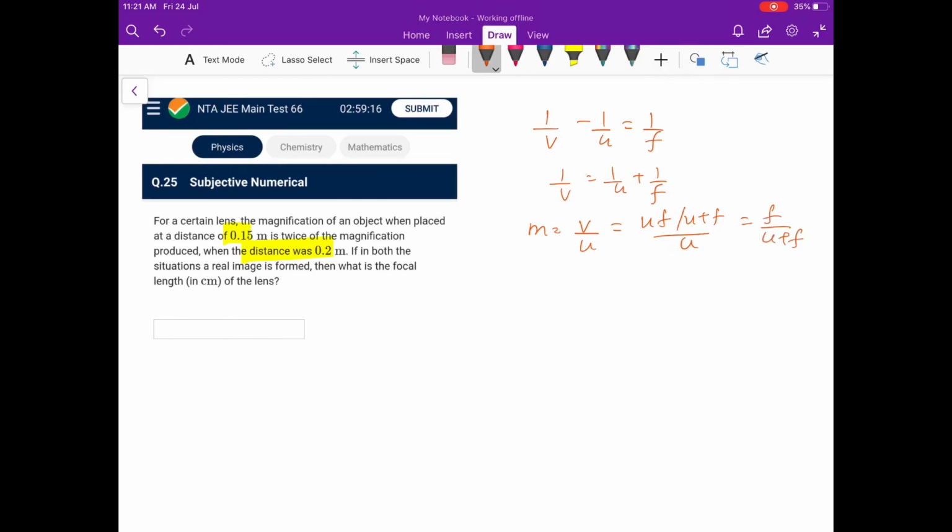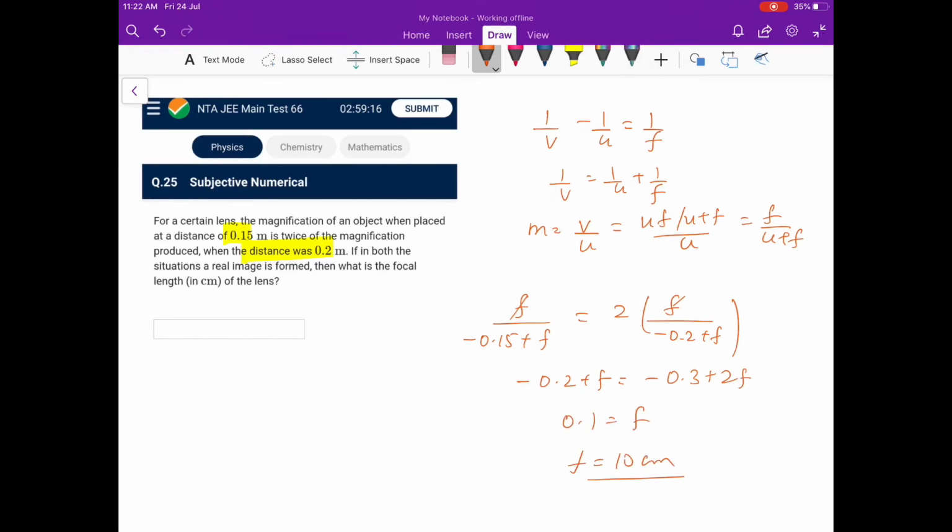So the first case we have f upon u, where u is minus 0.15. Remember the convention, that is twice of f upon (minus 0.2 plus f). So this f and f goes, minus 0.2 plus f is equal to minus 0.3 plus 2f. So we have 0.1 is equal to f, so f is equal to 10 centimeter or 0.1 meter. So it's an easy one. Answer is going to be 10 centimeters.